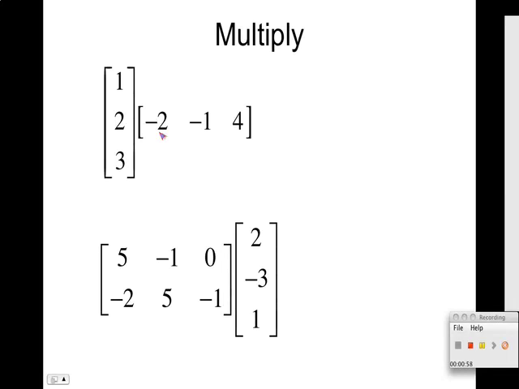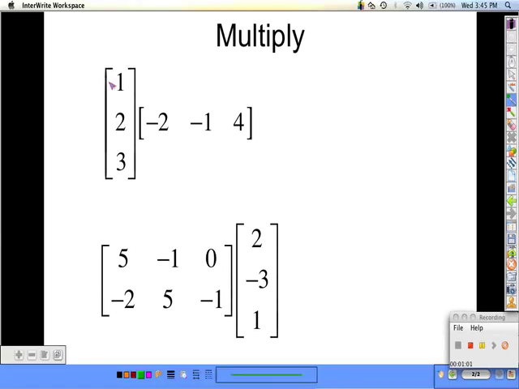To multiply matrices, we do row times column. So we're going to do the first row times the first column here. And in order to multiply, the dimensions need to be the same inside the two matrices. So this first matrix is 3 rows and 1 column. The second one is 1 row, 3 columns.